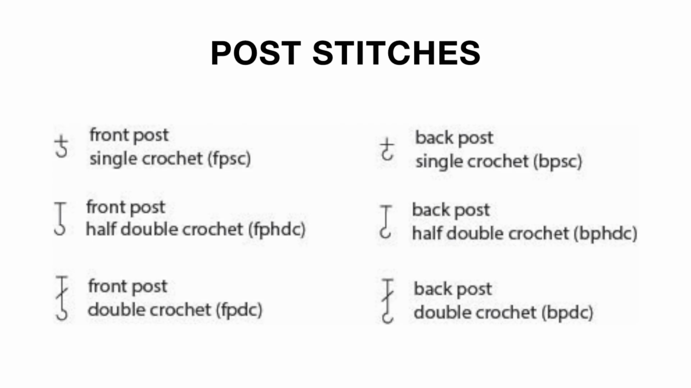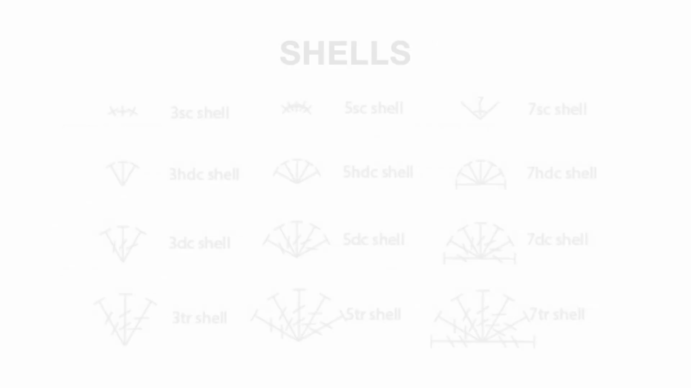There are two different types of post stitches, front post and back post. They can be worked over any height stitch. Here are some examples in single crochet, half double crochet, and double crochet.